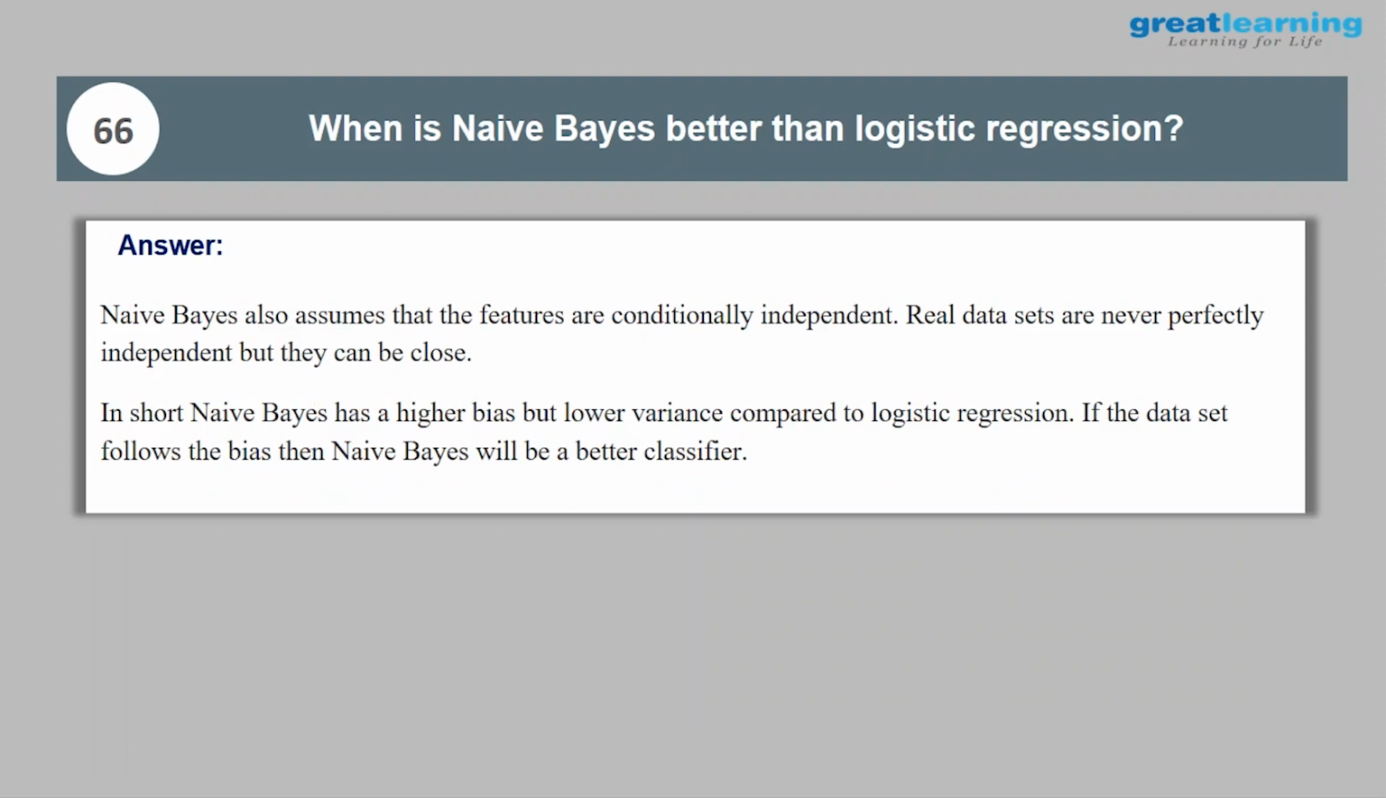When is naive Bayes better than logistic regression? Naive Bayes also assumes that the features are conditionally independent. Real datasets are never perfectly independent, but they can be close. In short, naive Bayes has a higher bias but lower variance compared to logistic regression. If the dataset follows the bias, then naive Bayes will be a better classifier.